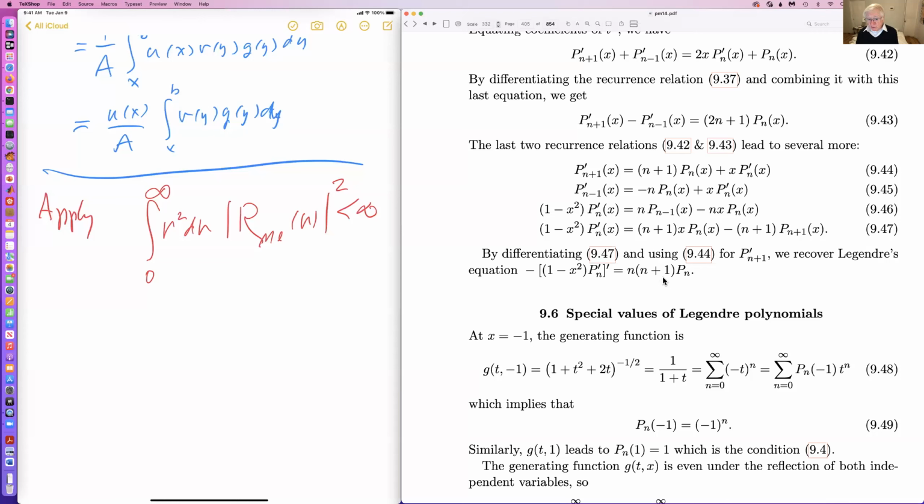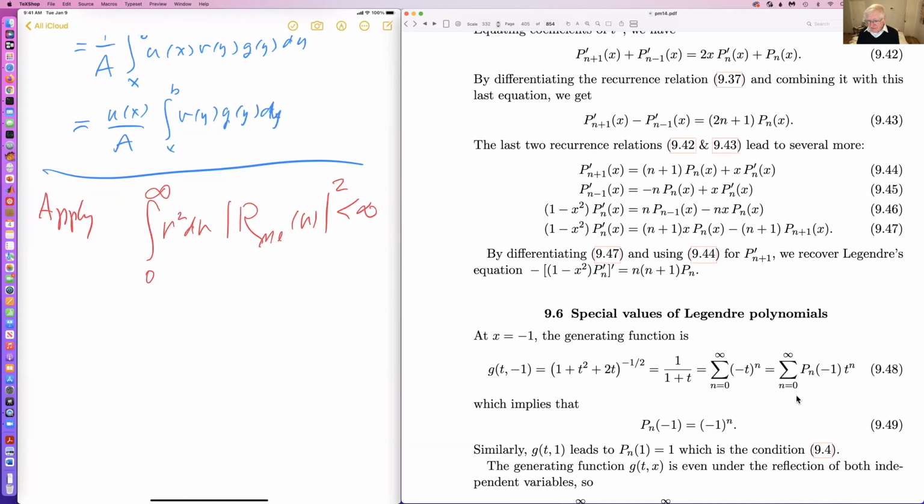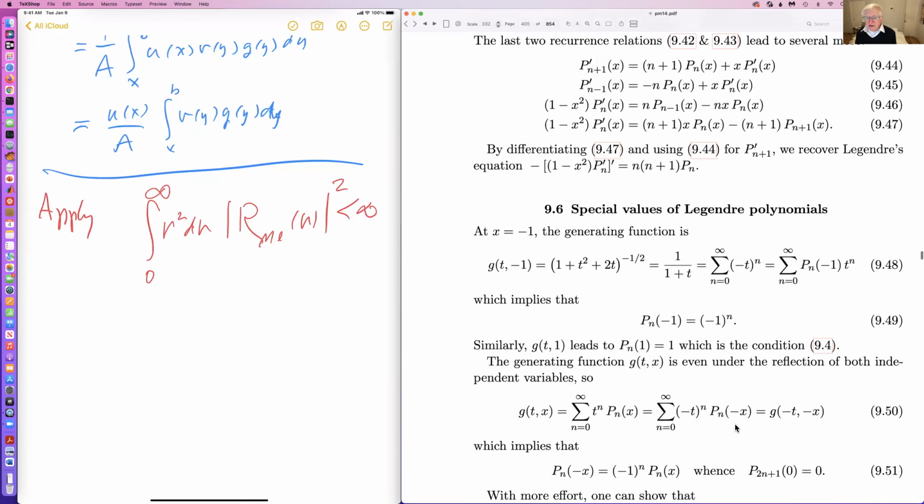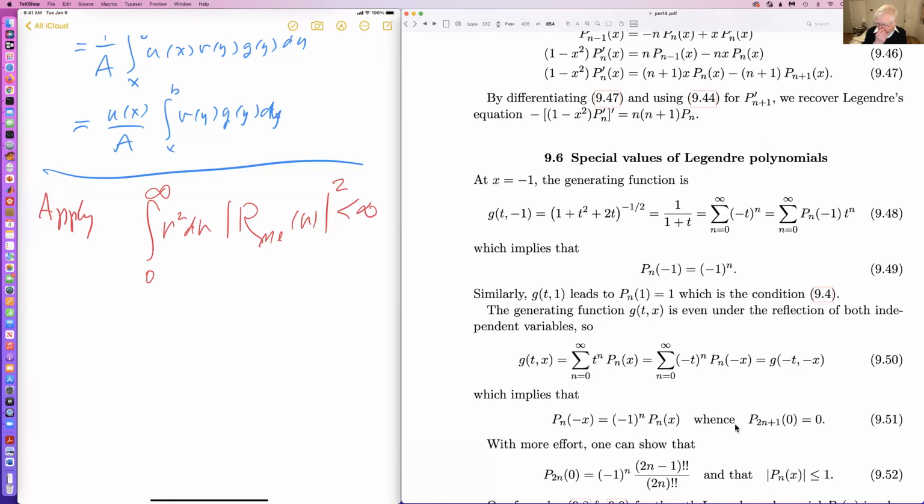If we set x equal to minus 1, we get this expression, 1 over 1 plus t. That's the sum of (minus t) to the n. That's got to be the sum of Pn of minus 1 times t to the n, because x is minus 1. And then comparing these two, we see Pn of minus 1 is (minus 1) to the n. So now we know the values of every Legendre polynomial at 1 and at minus 1.